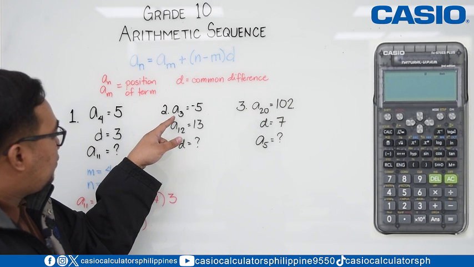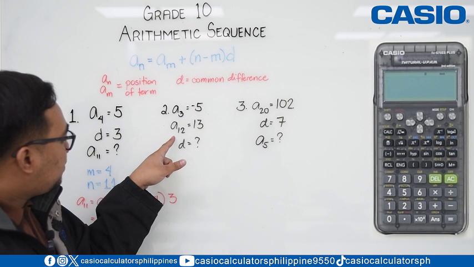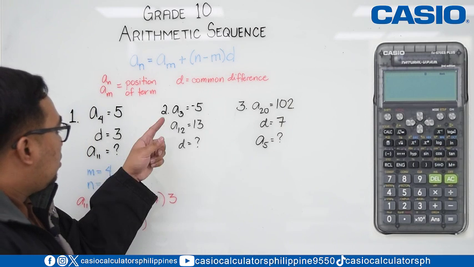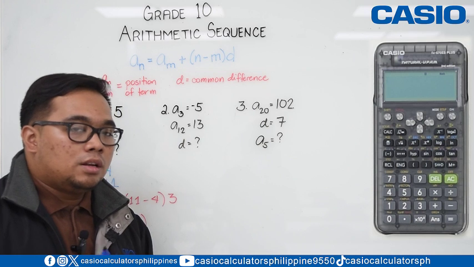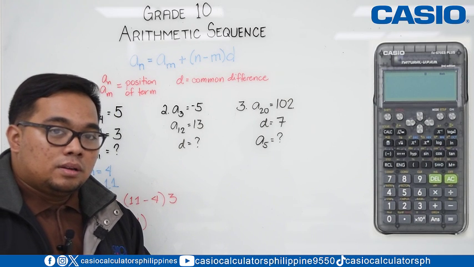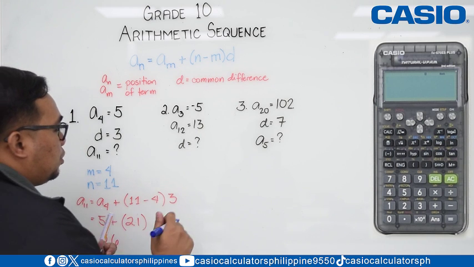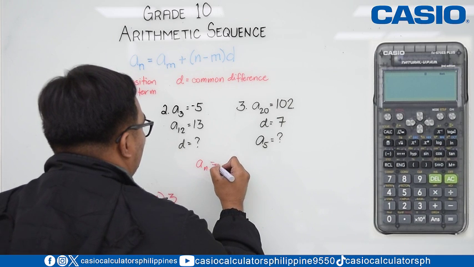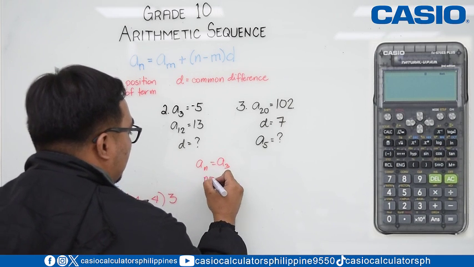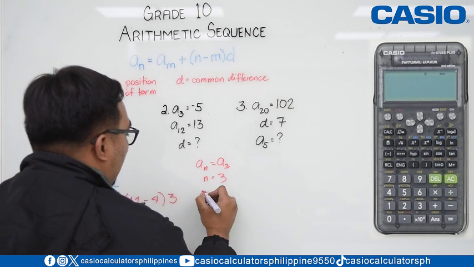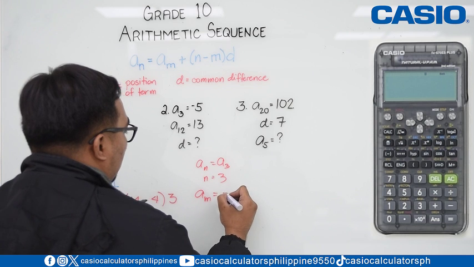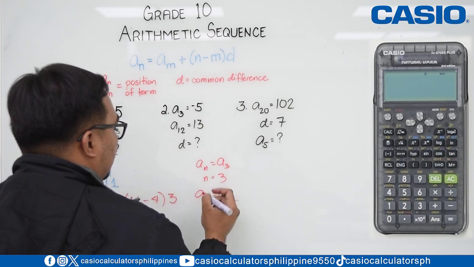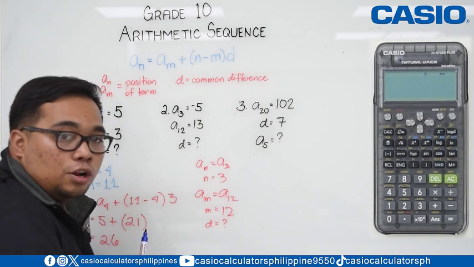Now, given is a sub 3, which is negative 5. A sub 12 is 13. Now, we are looking for the common difference. Now, you will ask which should be a sub n and which should be a sub m. It doesn't matter. Let's say a sub n will be a sub 3. So, therefore, n is equal to 3. Then, we have a sub m to be equal to a sub 12. So, therefore, our m will be 12. And the common difference, that will be the one that we are looking for.